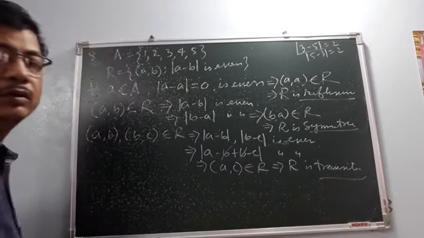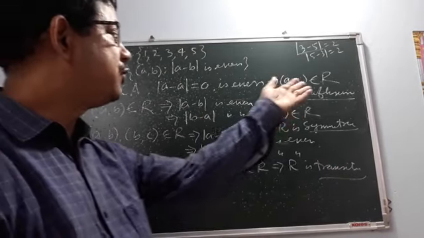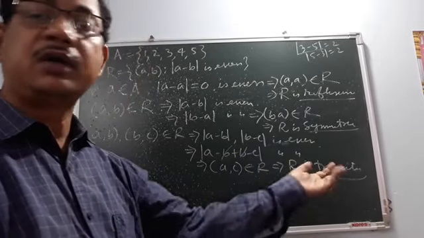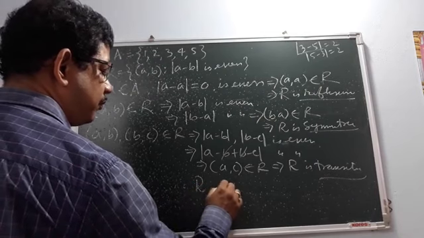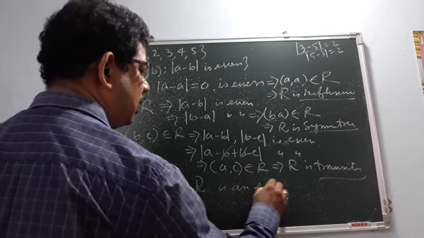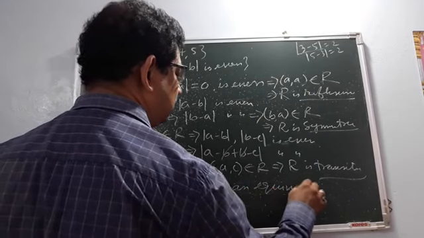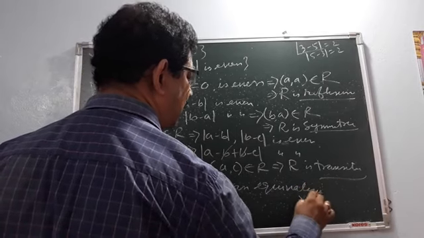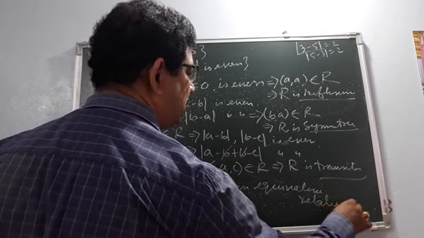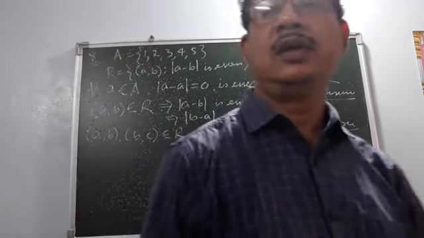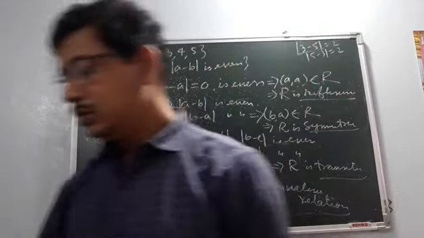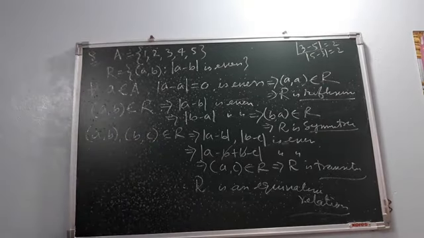R transitive হলো। So what we get? R is reflexive, R symmetric, R transitive, implies therefore R is an equivalence relation. R equivalence relation. So I think this much is clear. Now second part of this sum we are going to do.